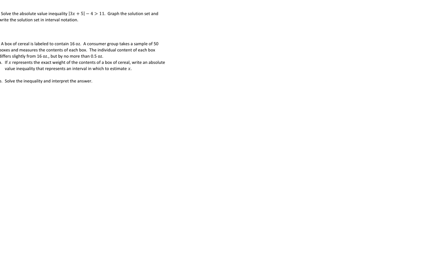Question 34, solve the absolute value inequality. The absolute value of 3x plus 5, minus 4, greater than 11. Graph the solution set and write the solution in interval notation. So we'll add 4 to both sides. That'll give us the absolute value of 3x plus 5 greater than 15.